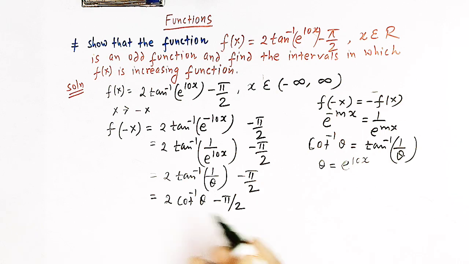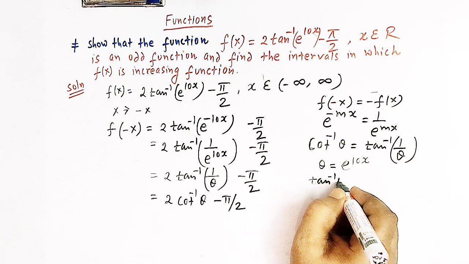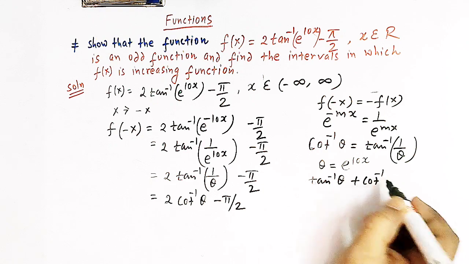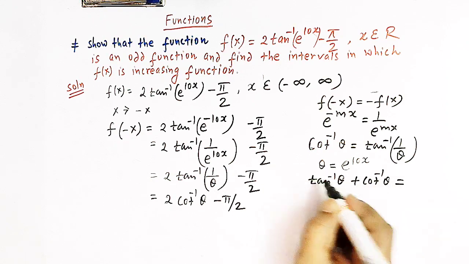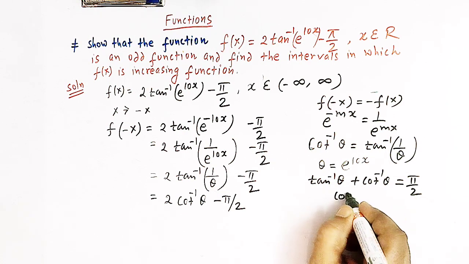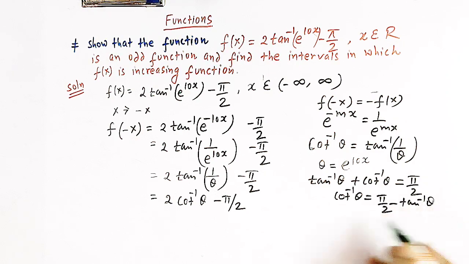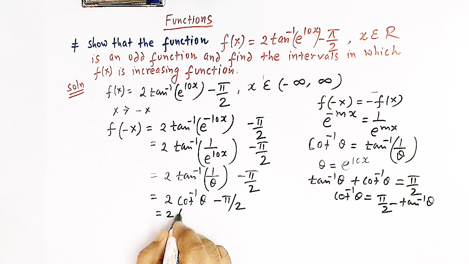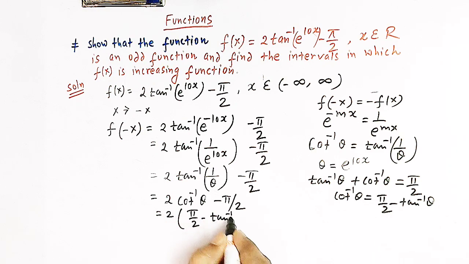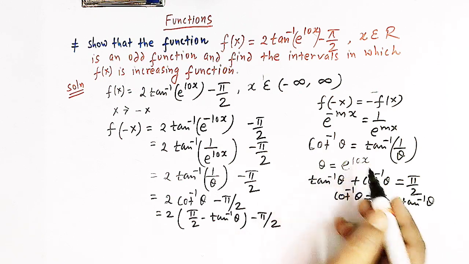Now here we can again make use of an important identity from inverse trigonometric functions connecting tan inverse theta and cot inverse theta. That is, tan inverse theta plus cot inverse theta is equal to pi by 2. So cot inverse theta can be written as pi by 2 minus tan inverse theta. So here we can write 2 times cot inverse theta as pi by 2 minus tan inverse theta, and minus pi by 2, and remember theta is equal to e raised to 10x.